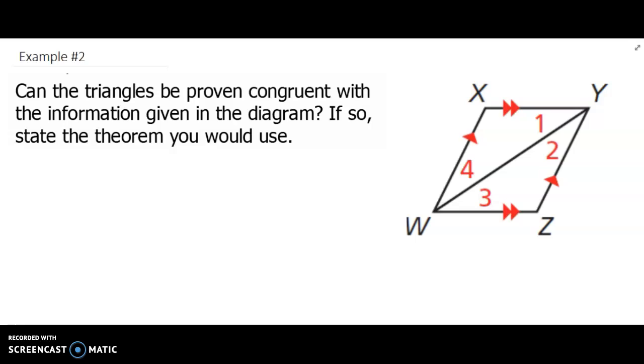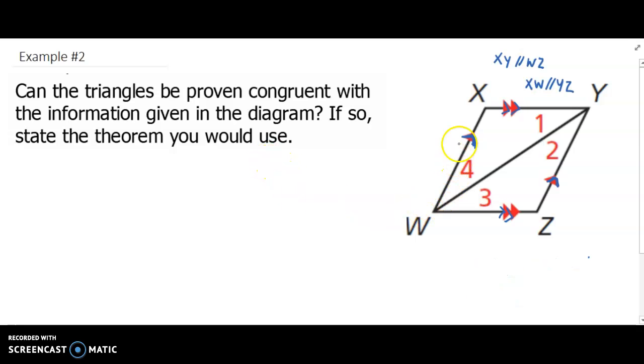All right, let's look at example 2. Now I want you to look at this, and I want you to try to figure it out on your own, and then we'll go over it. I do want you to notice these arrows here and these arrows here. Remember, these tell us that XY is parallel to WZ, and it also tells you that XW is parallel to YZ. You will use that in this, so think of what that tells you and try to get this done.